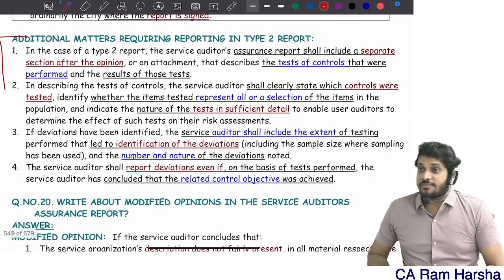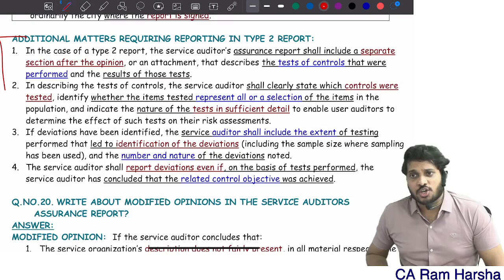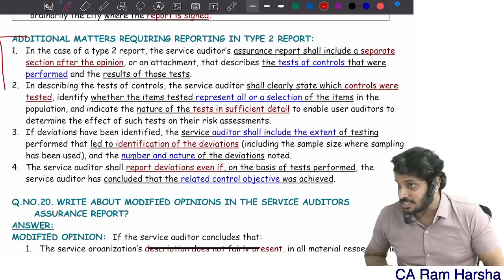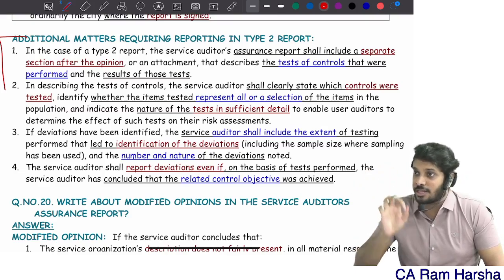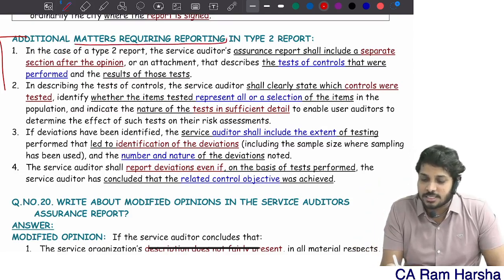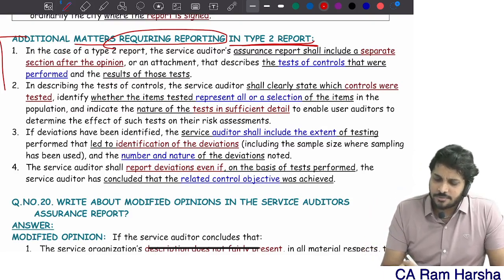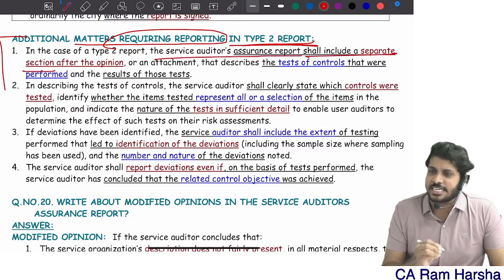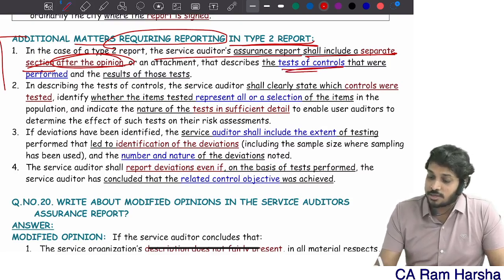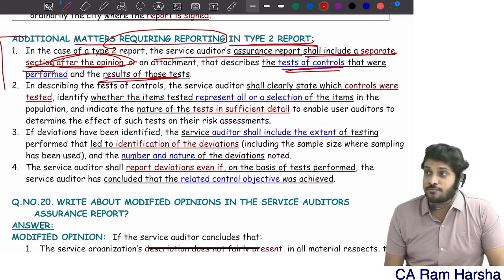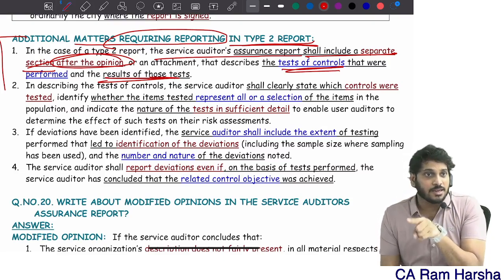The objective of the service auditor is to give an assurance report. In case the service auditor has to give a report on operating effectiveness, what are the additional matters a service auditor will include in a type 2 report? They will ask you this question. What additional matters? Very simple. The service auditor's assurance report shall include a separate section after the opinion section. What will you put in the separate section? The tests of controls that were performed and the results of those tests. Just now we have seen the format: opinion immediately, then tests of controls performed and results thereof. Correct?